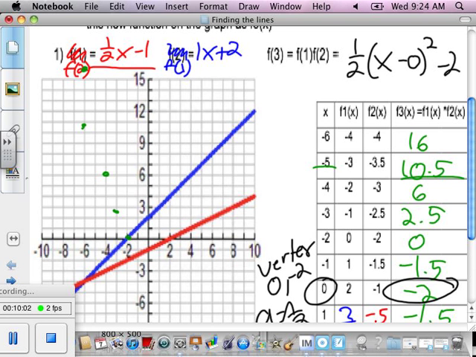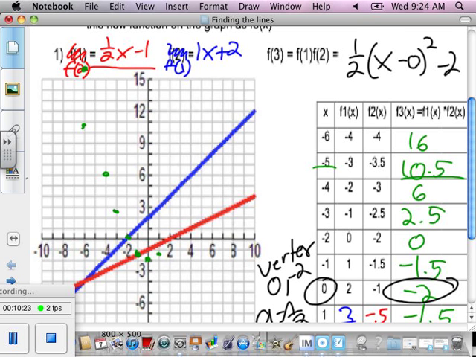At negative 2, we're at 0. At negative 1, I'm at negative 1.5. At 0, I'm at negative 2. At 1, I'm at negative 1.5.